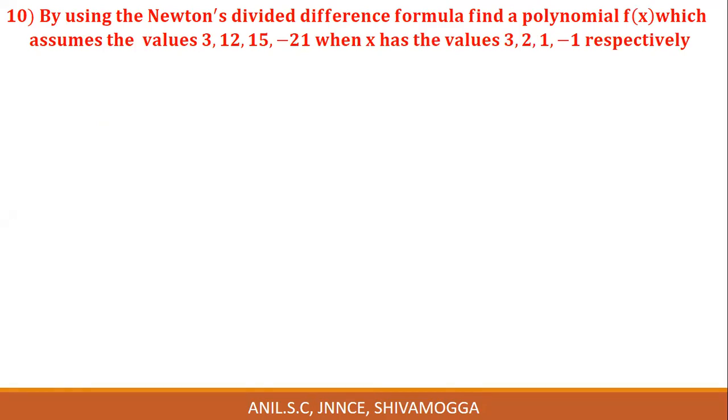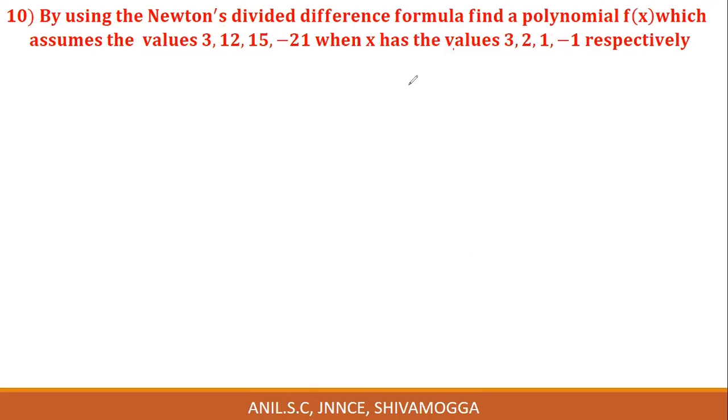By using Newton's divided difference formula, find a polynomial f of x which assumes the values 3, 12, 15, minus 1, minus 21 when x has the values 3, 2, 1, minus 1 respectively. Determine the interpolating polynomial. Polynomial means y takes values 3, 12, 15, minus 1, minus 21 when x takes values 3, 2, 1, minus 1 respectively.